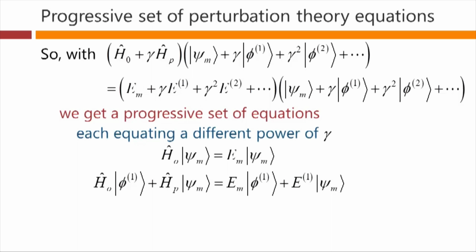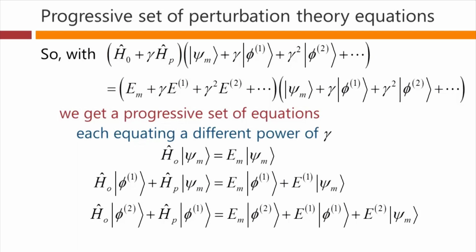The next one we get by equating gamma to the power 1 on both sides. So we could have H0 times gamma phi 1, and we can have gamma Hp times psi m. So here are those two terms. And then on the right-hand side, we can have Em times gamma phi 1, so that's this term, plus gamma E1 times psi m, that's this term. And of course, we can drop the gammas through all of these terms, because they all have a gamma in them. And we can keep going.